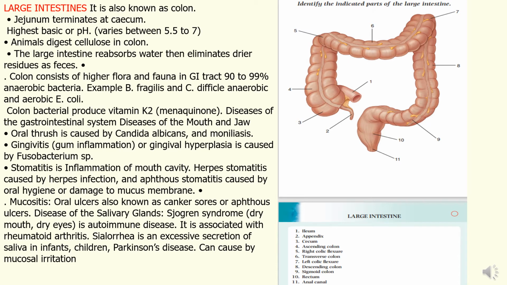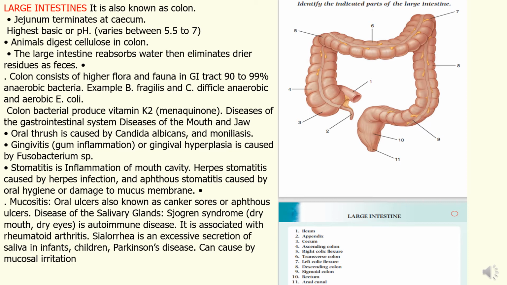The colon has the highest flora and fauna in the GI tract. 90 to 99% are anaerobic bacteria: B. fragilis and C. difficile, anaerobic, and aerobic E. coli. Colon bacteria produce vitamin K2, which is menaquinone. Diseases of the gastrointestinal system: diseases of the mouth and jaw.